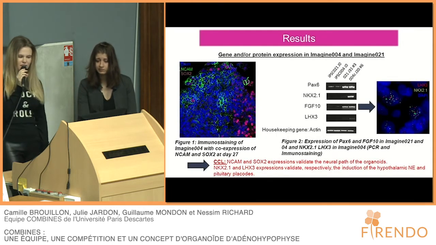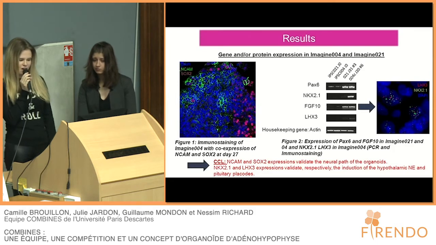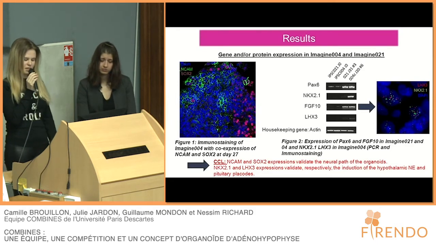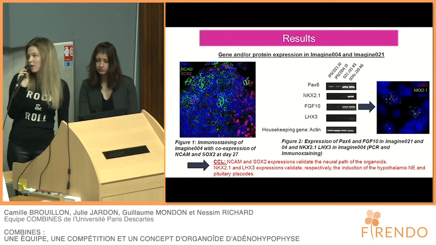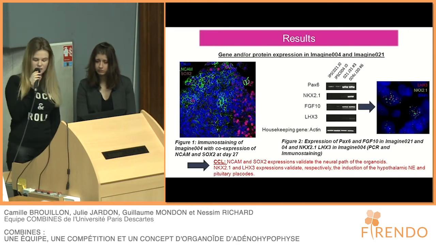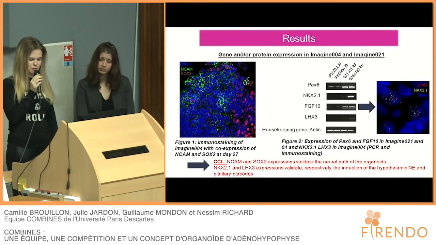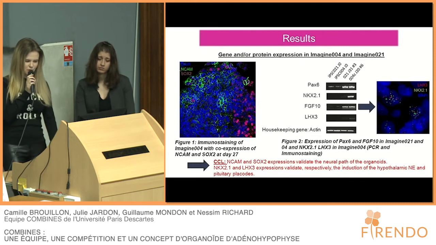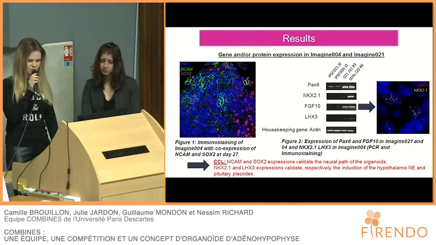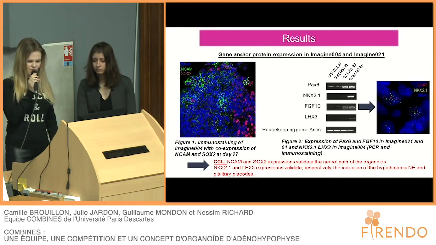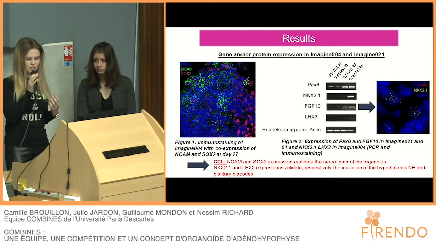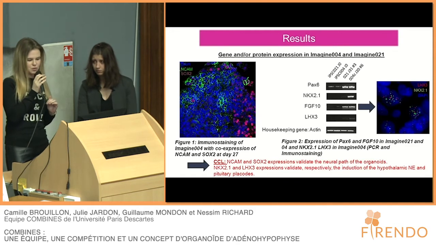And finally, concerning the results, we made some immunostaining and PCR. On figure 1, you can see that immunostaining of the number 4 cell line shows some co-expression of NKM and SOX2. So with this co-expression, we validate the neural path of the organoids along all the formation during the 27 days.